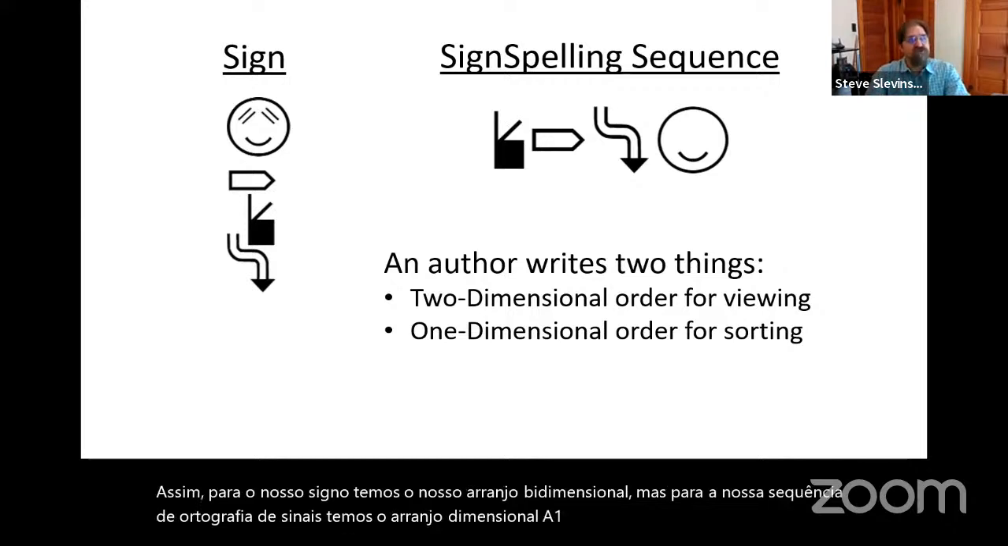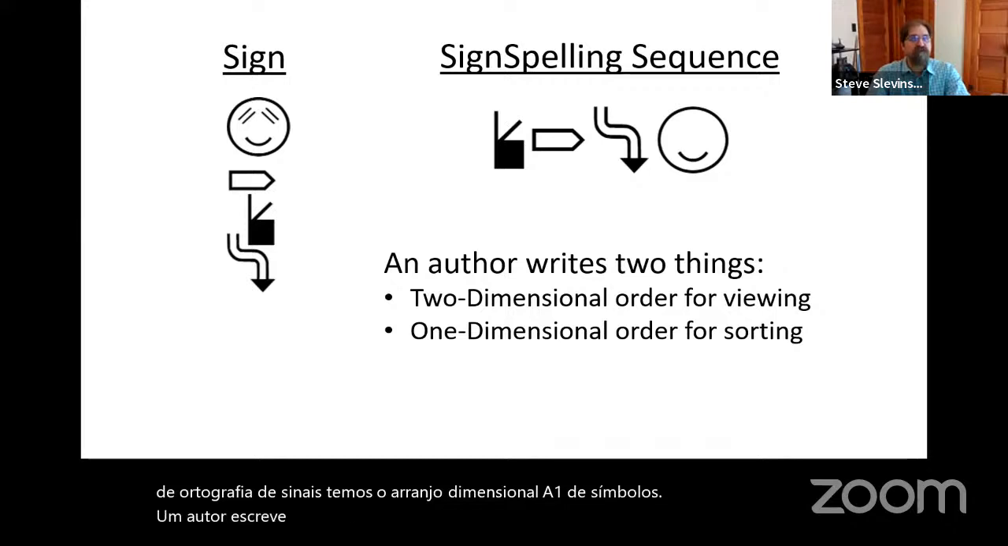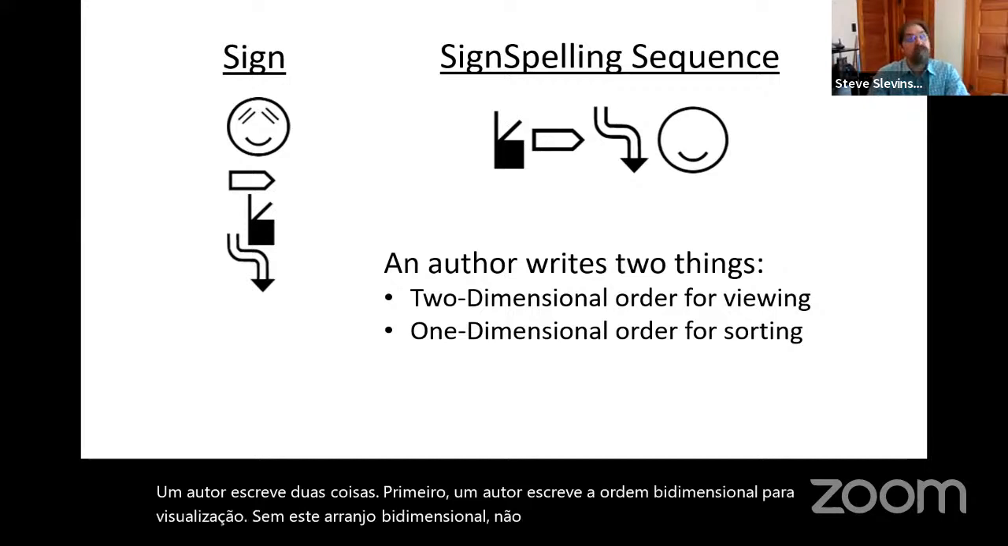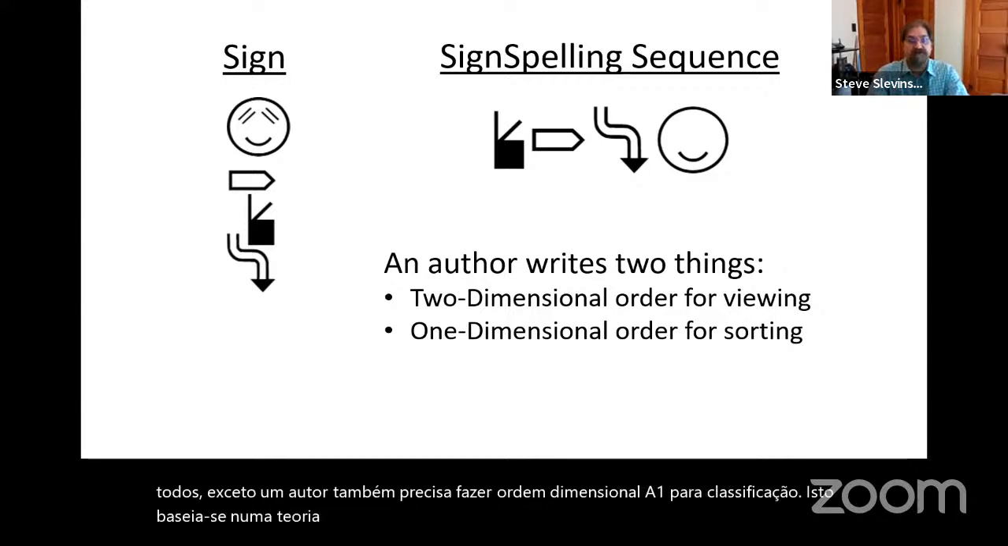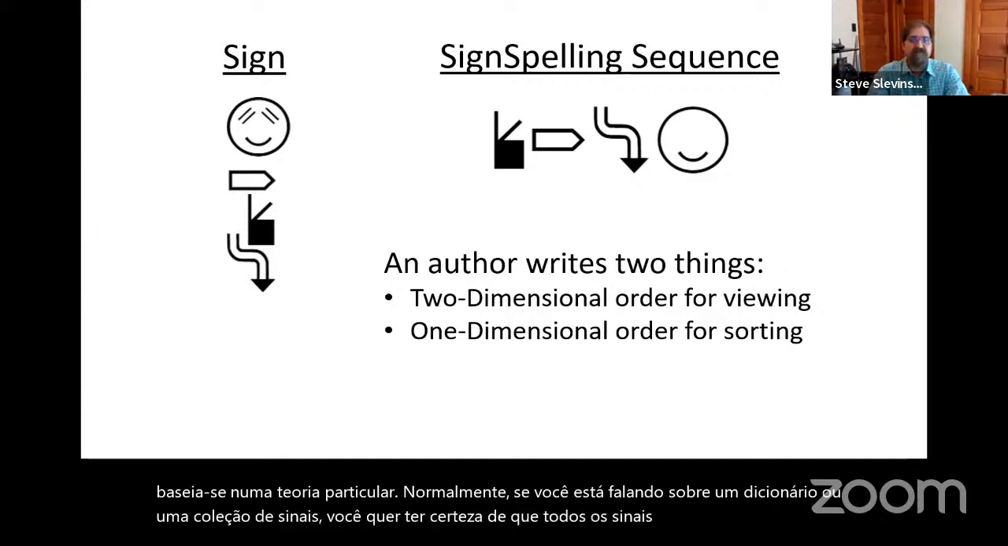An author writes 2 things. First, an author writes the two-dimensional order for viewing. Without this two-dimensional arrangement, we cannot read sign writing. But an author also needs to make a one-dimensional order for sorting. This is based on a particular theory. Usually, if you're talking about a dictionary or a collection of signs, you want to make sure that all the signs are written according to the same theory of sorting.